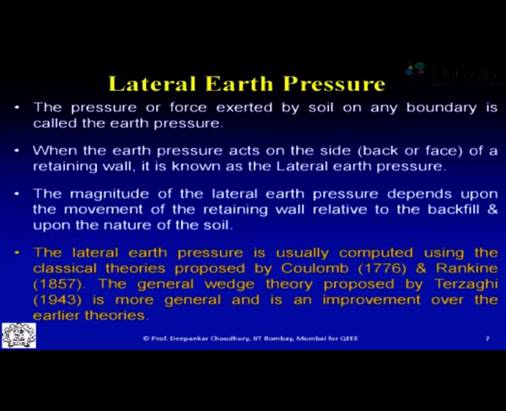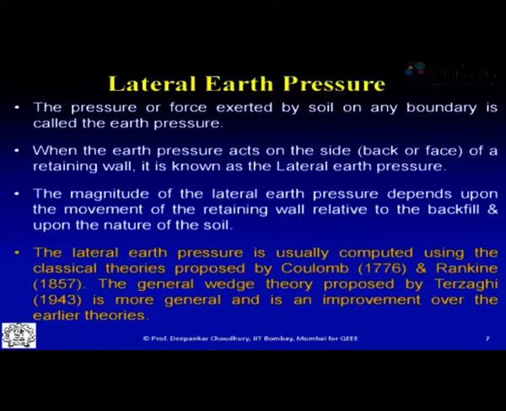So now coming back to this slide, you can see what lateral earth pressure is. The slide says that the pressure or the force which is exerted by the soil on any boundary is called earth pressure, the boundary of that wall or retaining structure and the soil. So when the earth exerts a pressure on the side or back or the face of that retaining wall, that is nothing but what we call lateral earth pressure. Now you can see here the magnitude of the lateral earth pressure depends on the movement of the retaining wall, which is relative to the backfill, and on the nature of the soil. So that decides what type of earth pressure is coming into the picture.